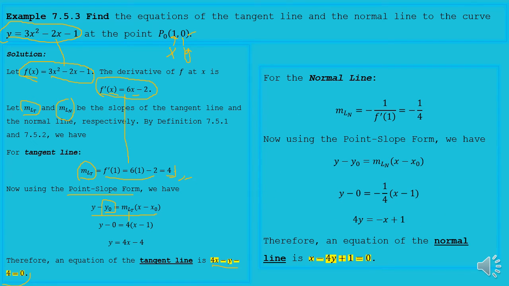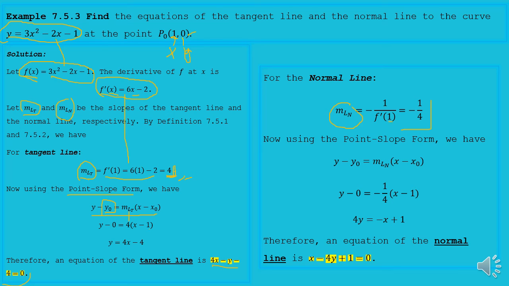m sub ln yung ginamit na notation. So, di ba, doon sa after ko na-discuss yung definition ni normal and tangent line, nag-compare tayo kay tangent and normal lines. So, ang slope daw ni normal line is the negative reciprocal of the slope of the tangent line. So, ang negative reciprocal ni 4 is negative 1 over 4. Or pwede din na negative, ang formula niya is negative 1 over f prime of x.